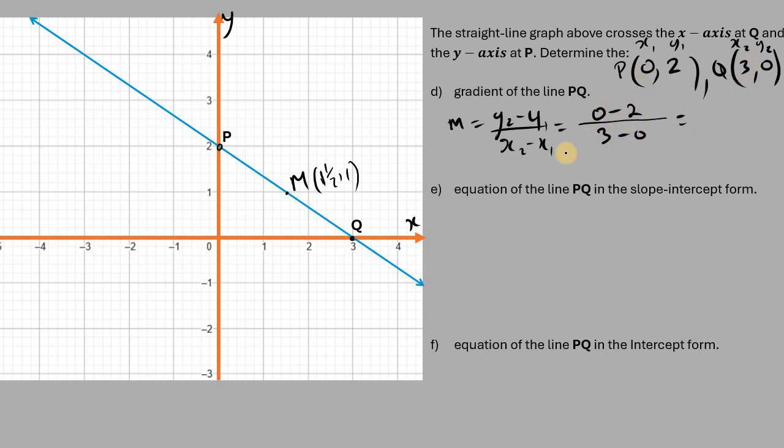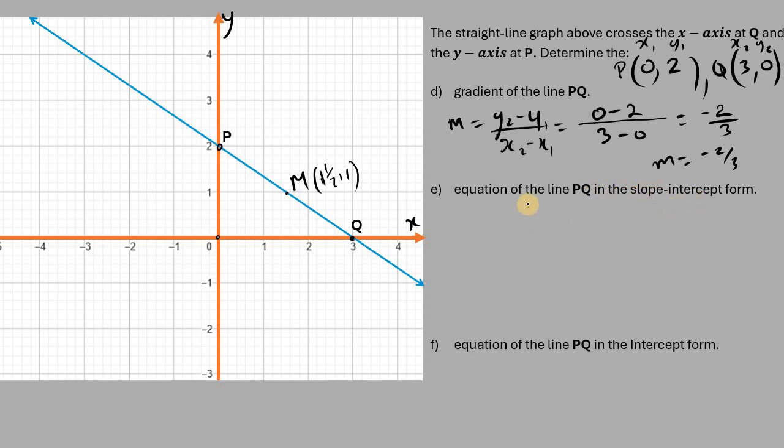And so 0 minus 2, again, if you go at the origin at 0, and you subtract 2, you go 2 to the left, you're at negative 2. So that's going to be negative 2 for the numerator. And 3 minus 0, if you add 3 and you subtract 0, you don't move at all. So that's negative 2 thirds. That's the gradient.